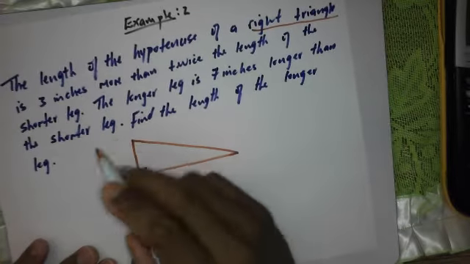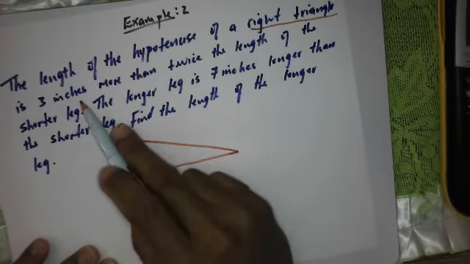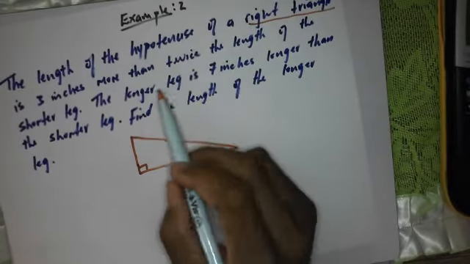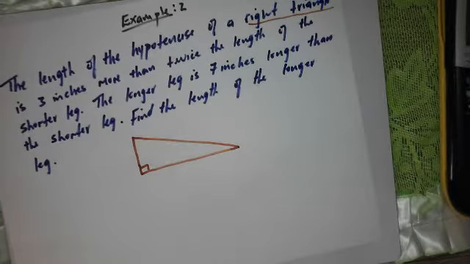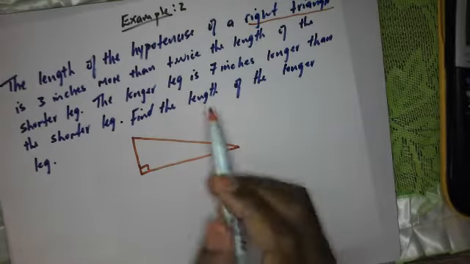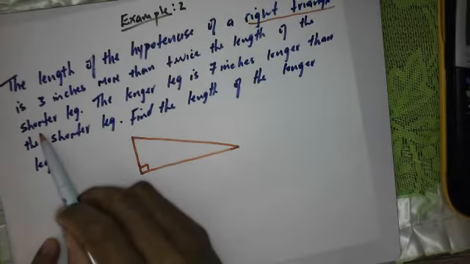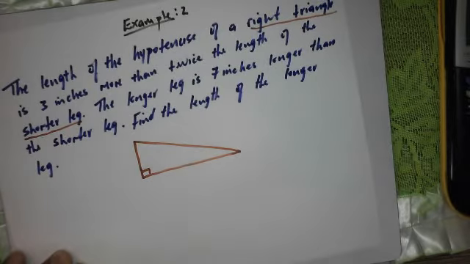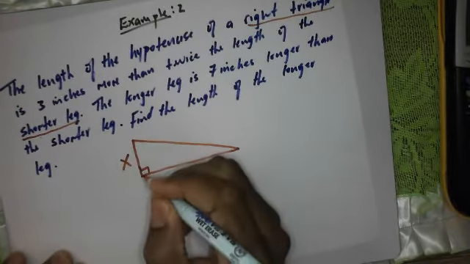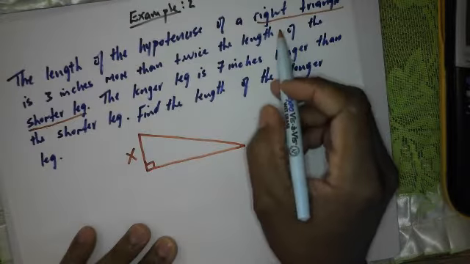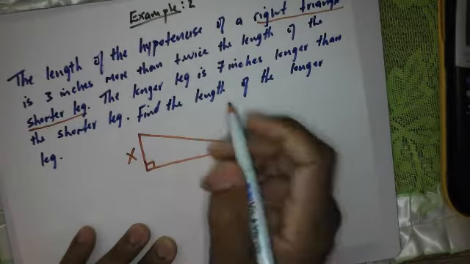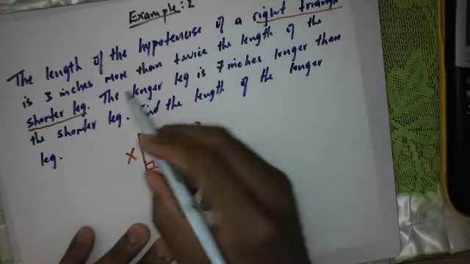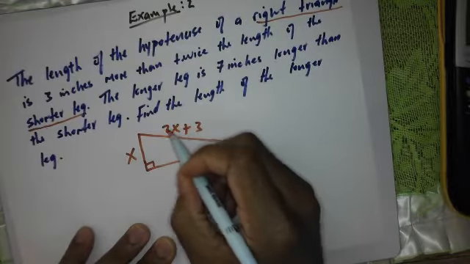Alright. So, it says that the hypotenuse of a right triangle is 3 inches more. So, when you hear about more, that is plus 3. More than twice the length of the shorter leg. Twice something means 2 times. Now, the hypotenuse was compared to the shorter leg. Because we don't know what the shorter leg is, we're going to call the shorter leg x. So, I call this part here x. It says that the hypotenuse is 3 inches more than twice, so twice this length would be 2x plus 3, because it said 3 more than twice this length.